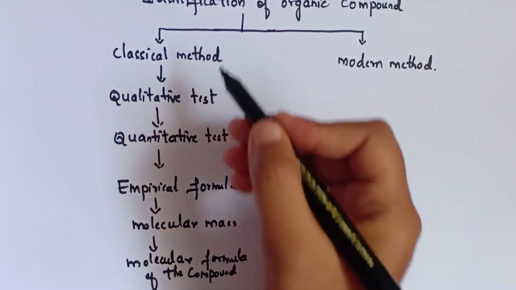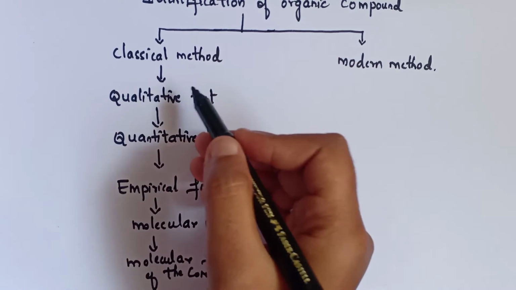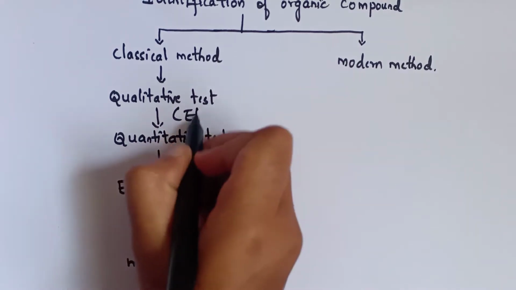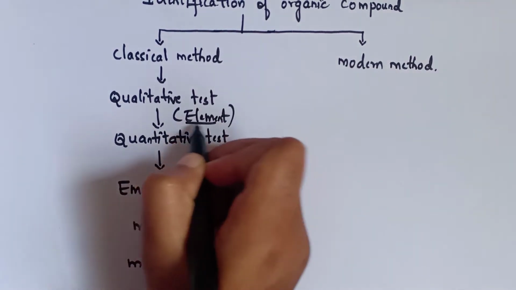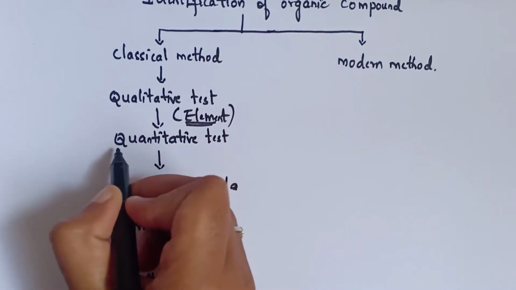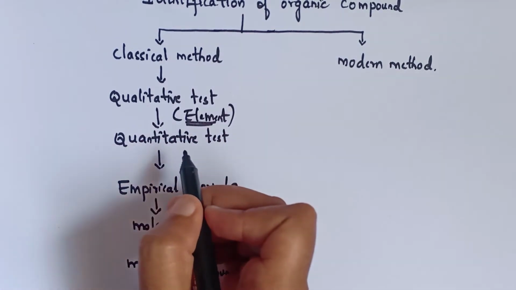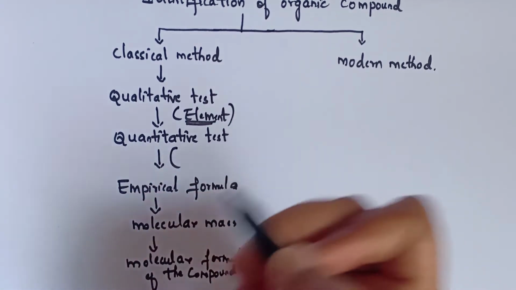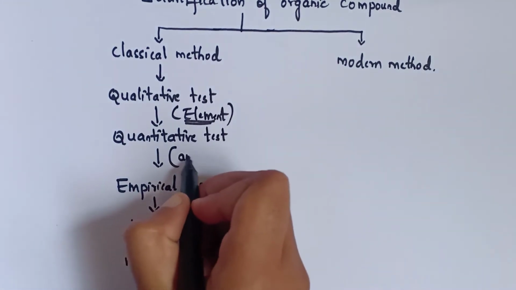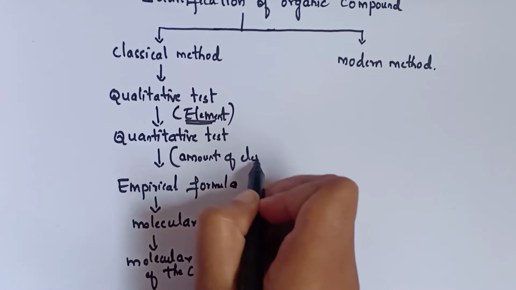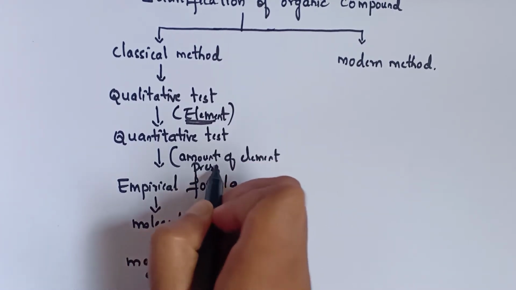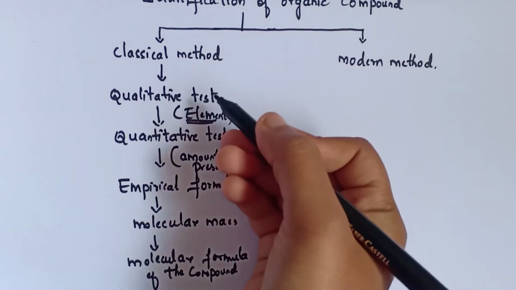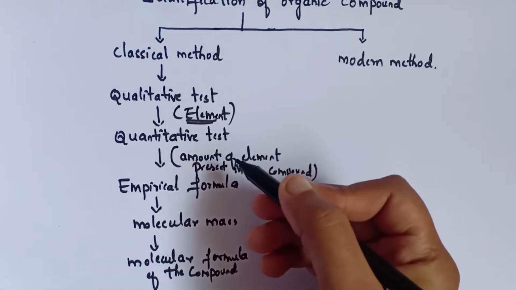Here in the classical method, I have said that the first step is qualitative test. Here qualitative test means it is element identification. Here we are going to identify the element. Now, coming to the quantitative test, quantity means amount. So, we are going to discuss the amount of element present in a compound. This is about the qualitative test and the quantitative test.